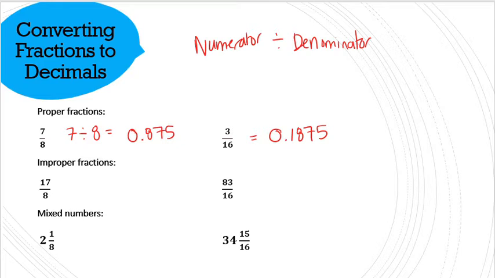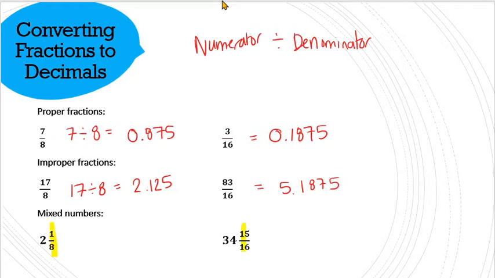If I move to improper fractions, you can still do numerator divided by denominator, but because I know these fractions are bigger than 1, the numerator is bigger than the denominator, I'm fully expecting to have 3 point something, 4 point something, 2 point something. That means I'm doing it right. So here, 17 divided by 8 gives me 2.125. Perfect. 83 divided by 16 gives me 5.1875. There we go.